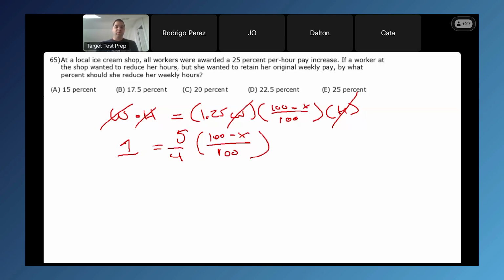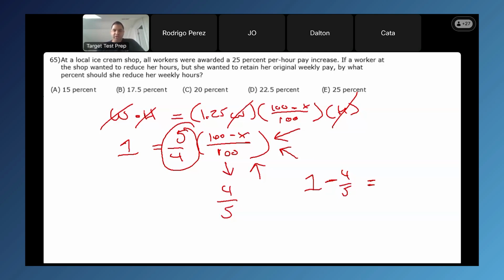Now, you keep it there. All you have to ask yourself is, what do I need to multiply 5 over 4 by so that when I do, the answer is 1 on the left-hand side? What's that number going to be? Exactly, 4 over 5. So this here is equal to 4 over 5. And all you have to do to finish it is subtract 4 over 5 from 1, which is going to give you 0.2 or 20%.